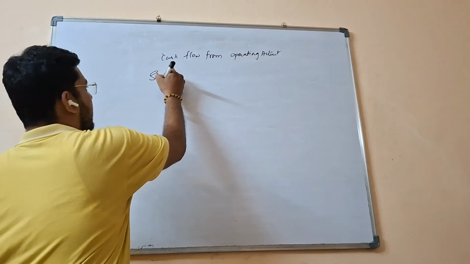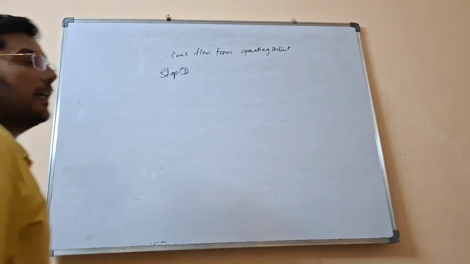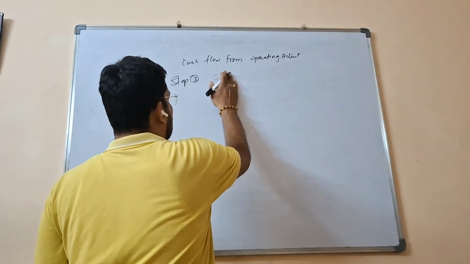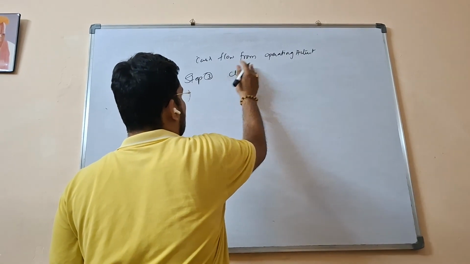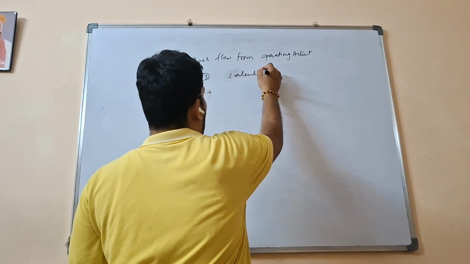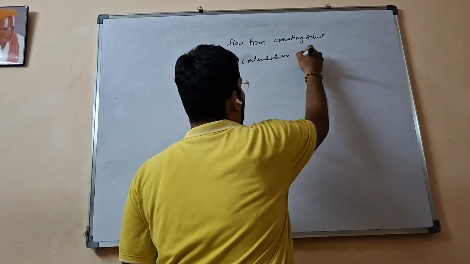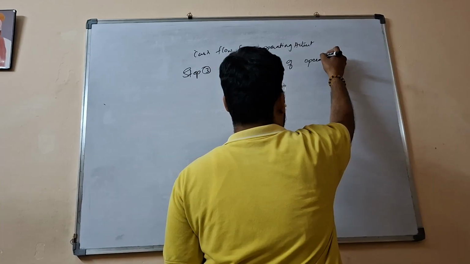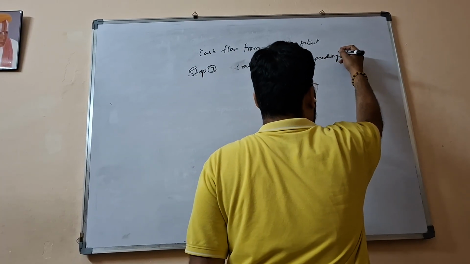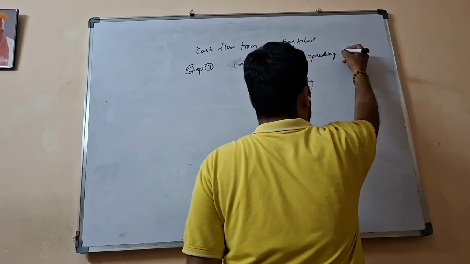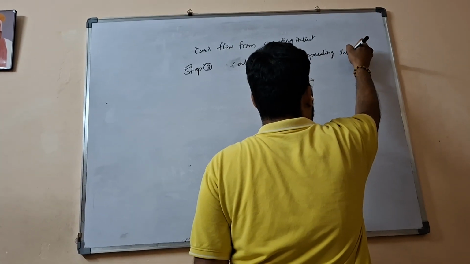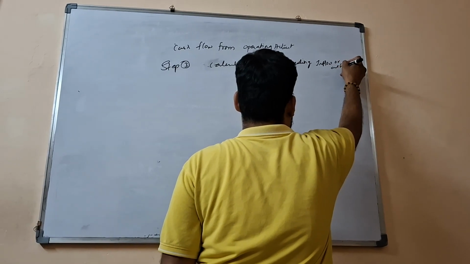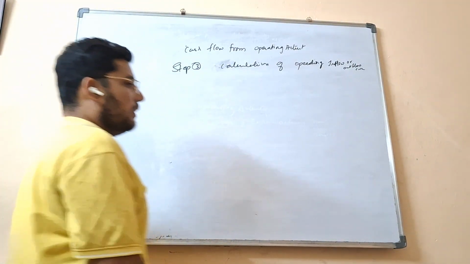As I told you about step 3, the calculation of that is nothing but the final step: calculation of your operating inflow of cash or outflow of cash. That is a continuation of your step 2.